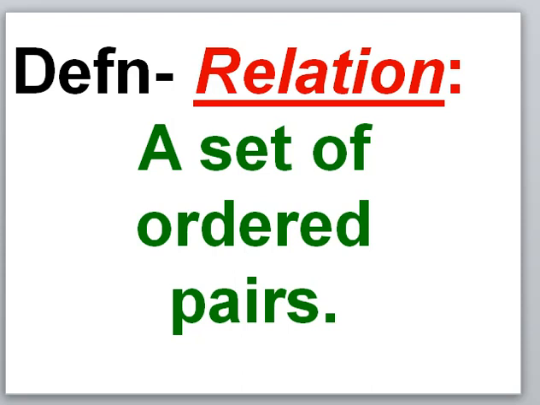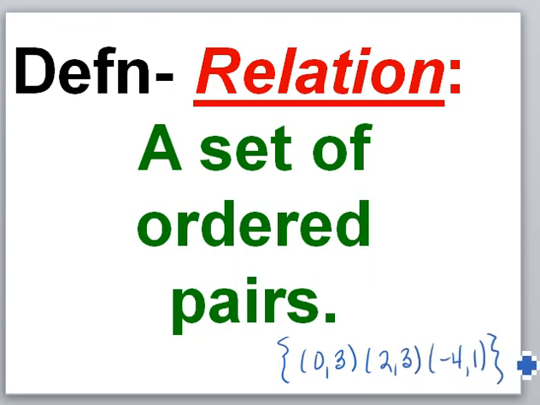We are going to have a section where there is some vocab, so we need to make sure that we understand that a relation is defined as a set of ordered pairs. So let me give you an example of that. This is a relation, so I could make up a bunch of ordered pairs. Okay, so it's just a set of ordered pairs, so it would look something along those lines.